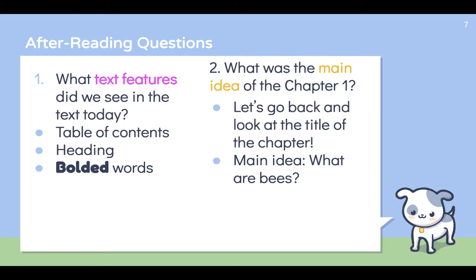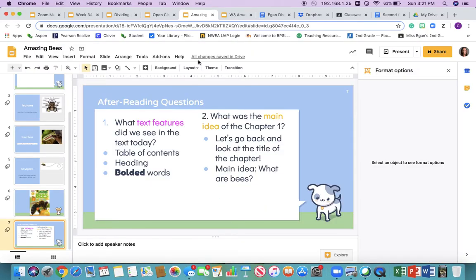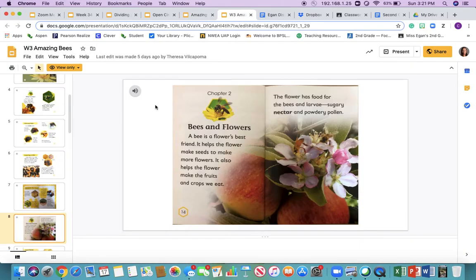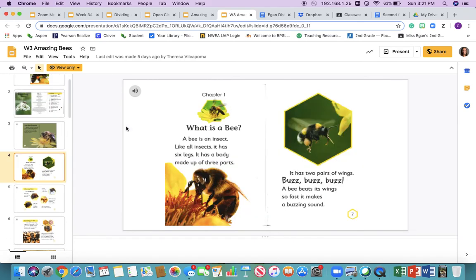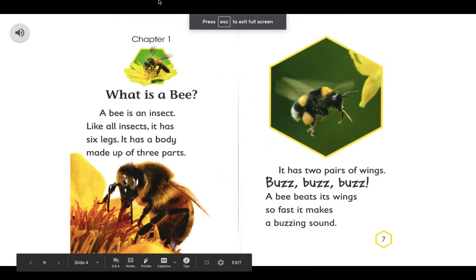Okay? Number 2, what was the main idea of chapter 1? Let's go back and look at the title of the chapter. The title of the chapters, like the heading, often tell us what it is about. So we can find this in 2 places. Chapter 1 says, what is a bee?